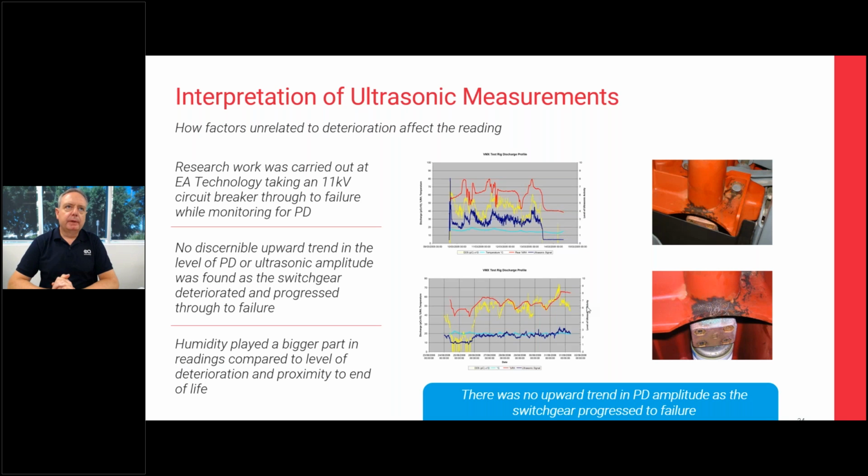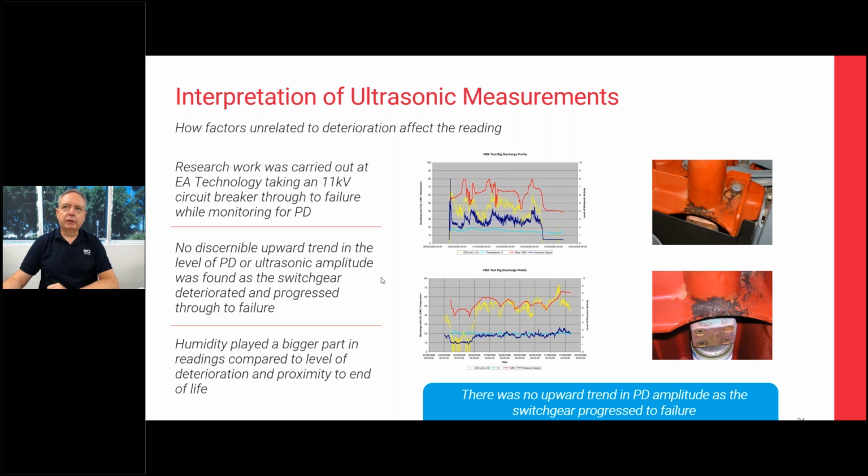Just one thing to be aware of with ultrasonic measurements is that things typically do not accelerate away. You don't tend to see an increasing level of ultrasonic as things move towards failure. So in the top right-hand picture on this 11 kV circuit breaker, we've got maybe 20, 30 or so millimeters of insulation left. A level of discharge was the same as when we go to the bottom picture, where we've got 1 or 2 millimeters of insulation left. So there is no general upward trend, and the level of humidity in the atmosphere will always dictate how high a level of partial discharge that you hear.